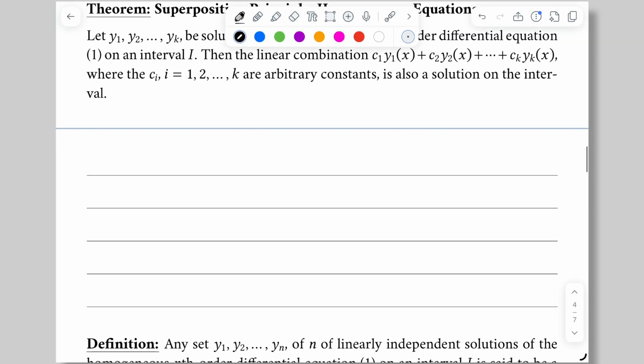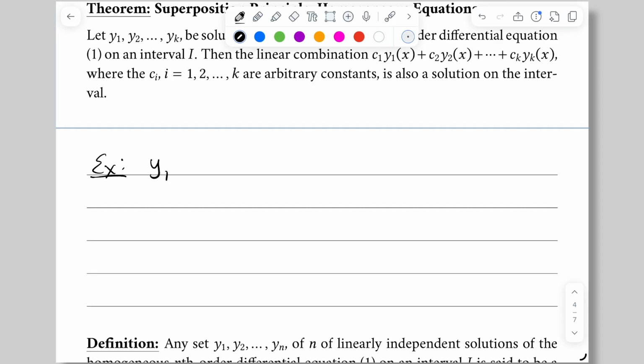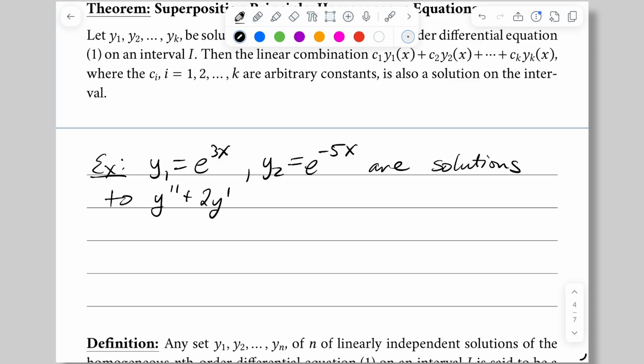Rather than reading it to you, I'm just going to give you an example here. y1 equals e to the 3x and y2 equals e to the negative 5x are solutions to y double prime plus 2y prime minus 15y equals 0. You can check it by differentiating y1, differentiating y1 again, plugging it into this equation, and finding that everything zeroes out. It turns out, so is c1 e to the 3x for any c1 that's a real number.